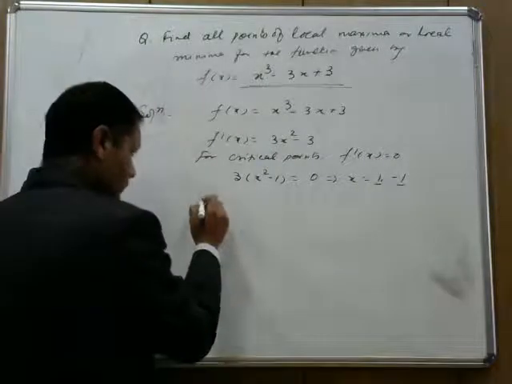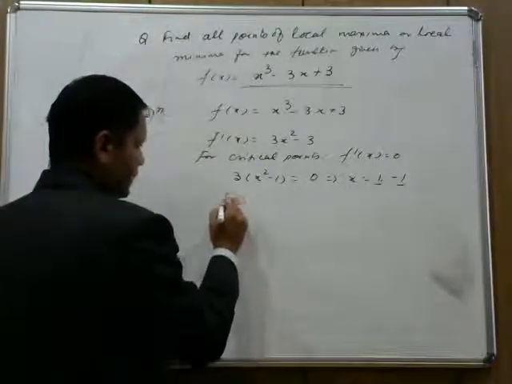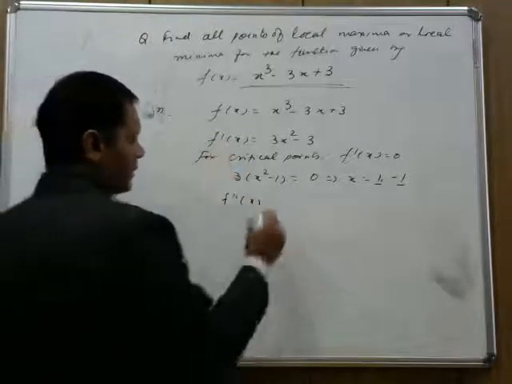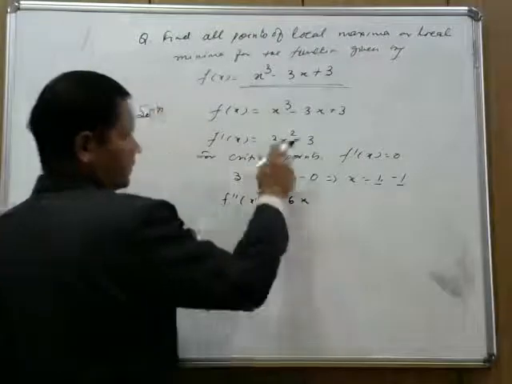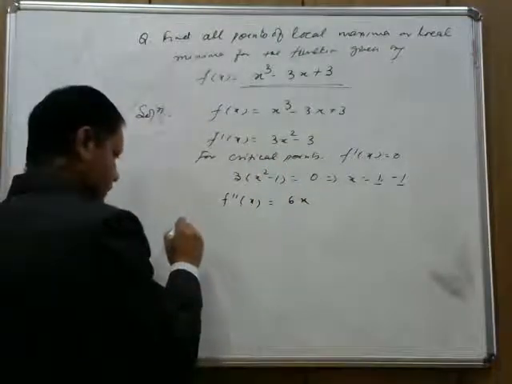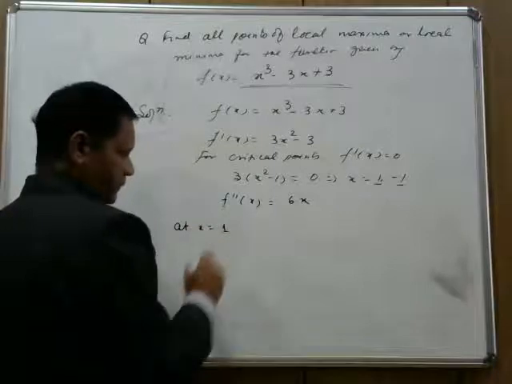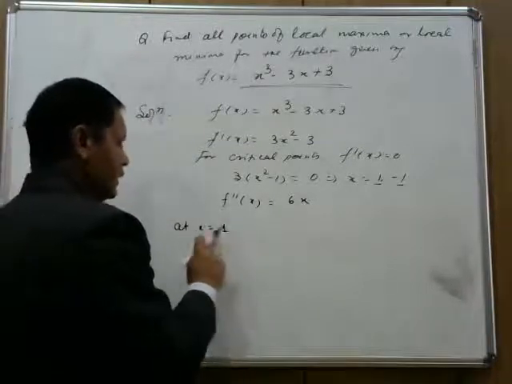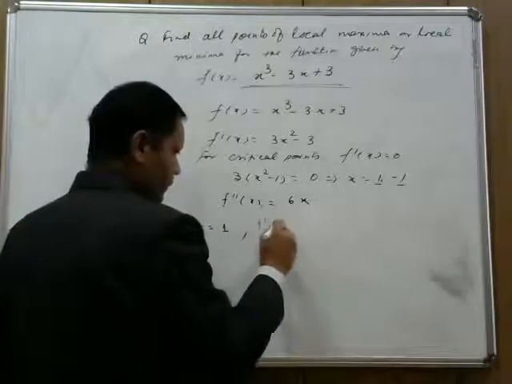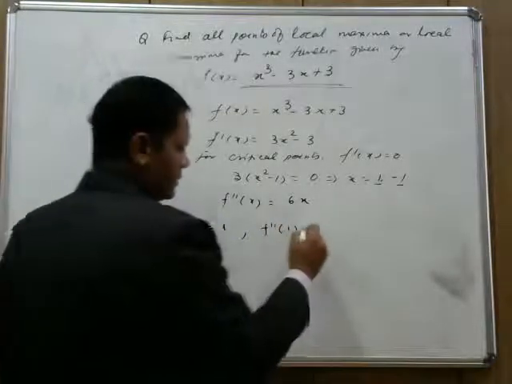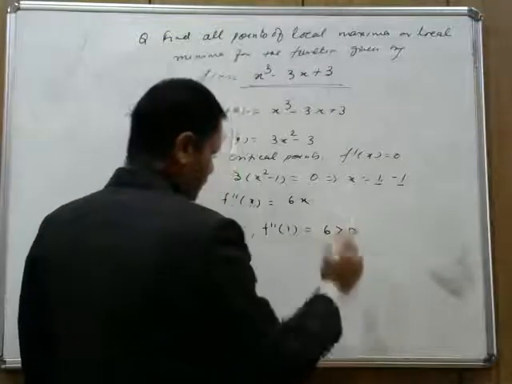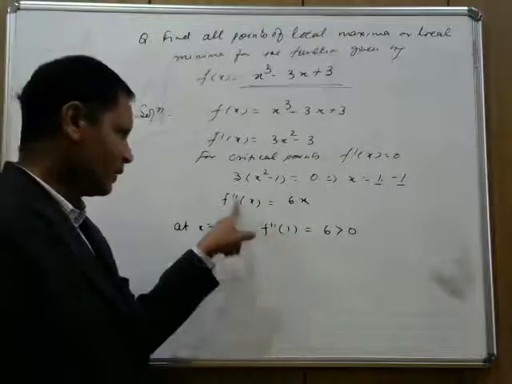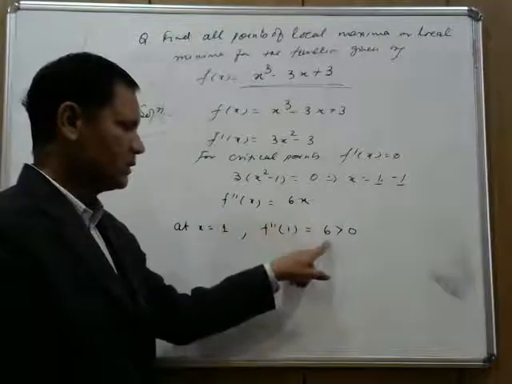Now, I'll go for the second derivative test, f double dash of x. I'll differentiate again. f double dash of x will be 6x. Isn't it? Now, at x is equal to 1, x is equal to c, c is replaced by 1 here. f double dash of 1 is equal to 6, which is greater than 0.